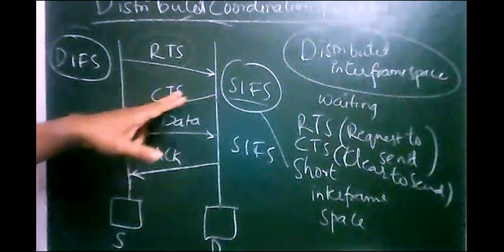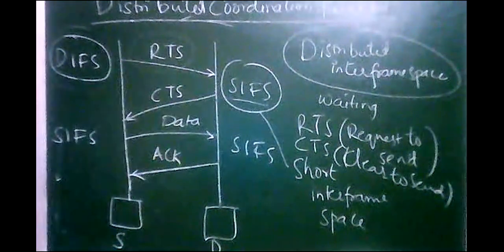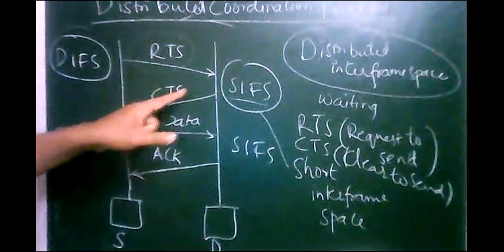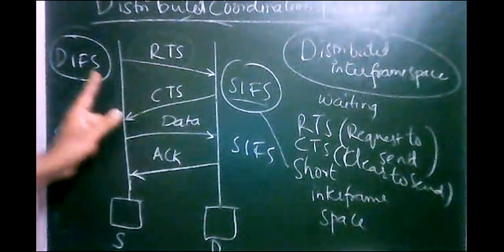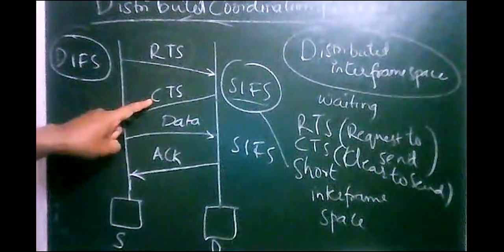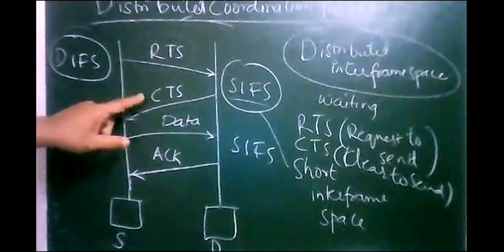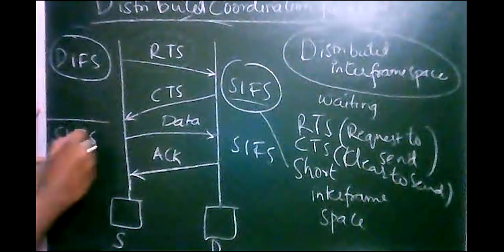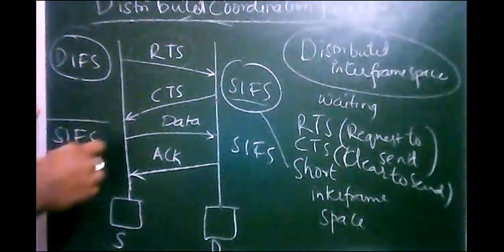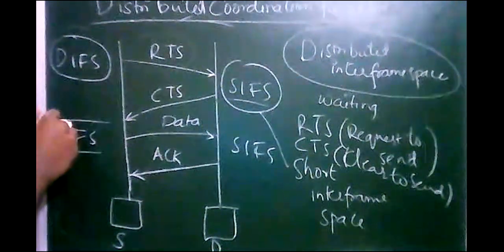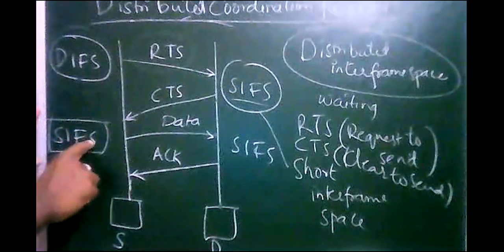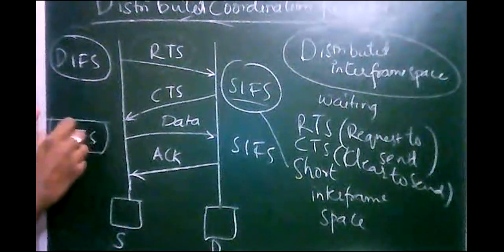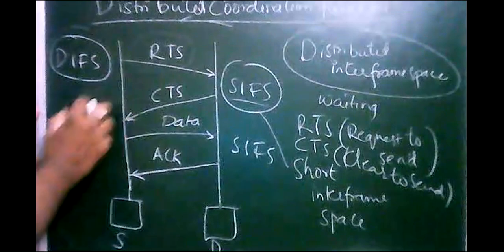That is what the signal is sent in the form of CTS. Now what has happened? The destination has sent the CTS signal. Now the source station will process it. CTS will be processed for a short interframe space. So what is this? It is a short interframe space. It is one kind of a time where this response has been processed.